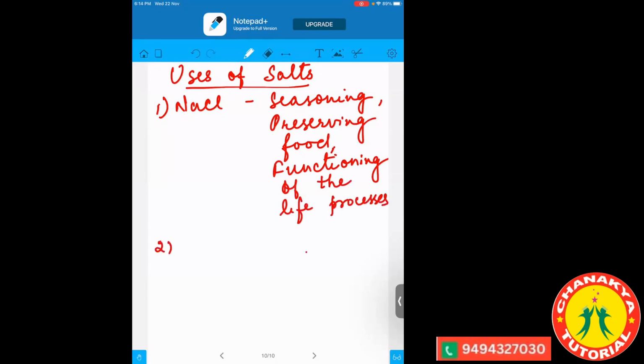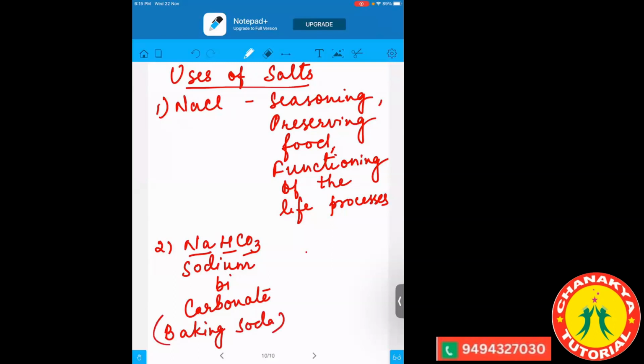Now the second one, we have sodium bicarbonate. Na stands for sodium, H stands for bi, and CO3 stands for carbonate. So sodium bicarbonate. Do you know what is the other name of sodium bicarbonate?